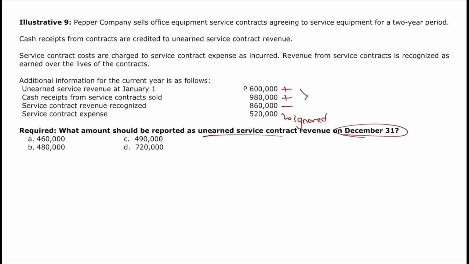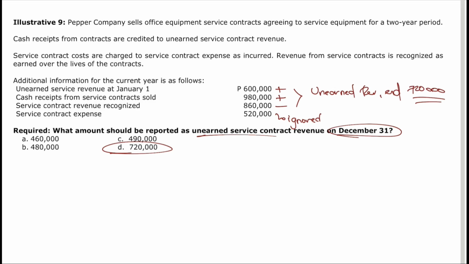Okay? So, ibig sabihin, meron ngayon tayo ditong unearned revenue at the end, which is equal to magkano? That's equal to 600,000 plus 980,000 minus 860,000, or this is equal to 720,000. So, illustrative problem number 9, 720,000 or Delta will be our final answer.